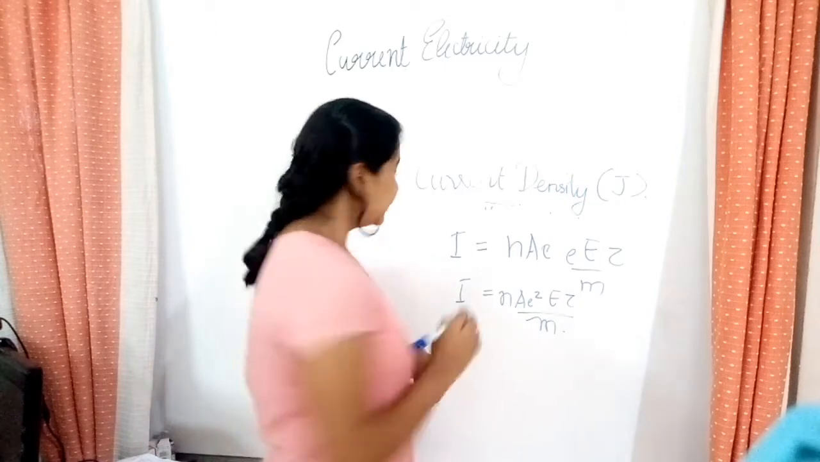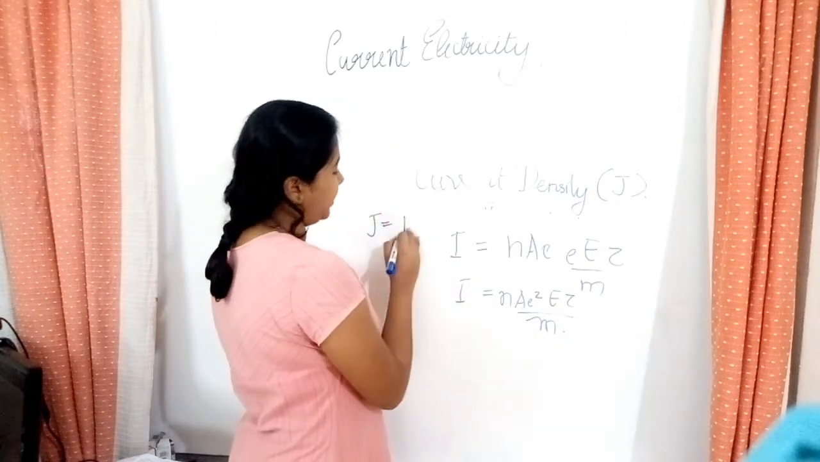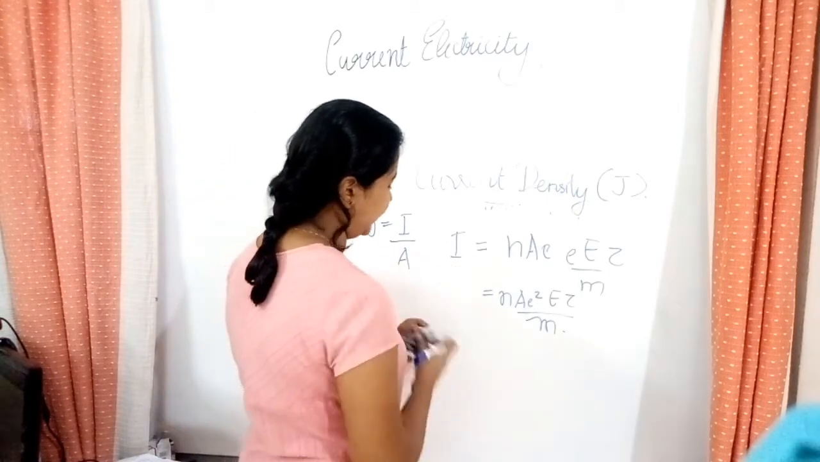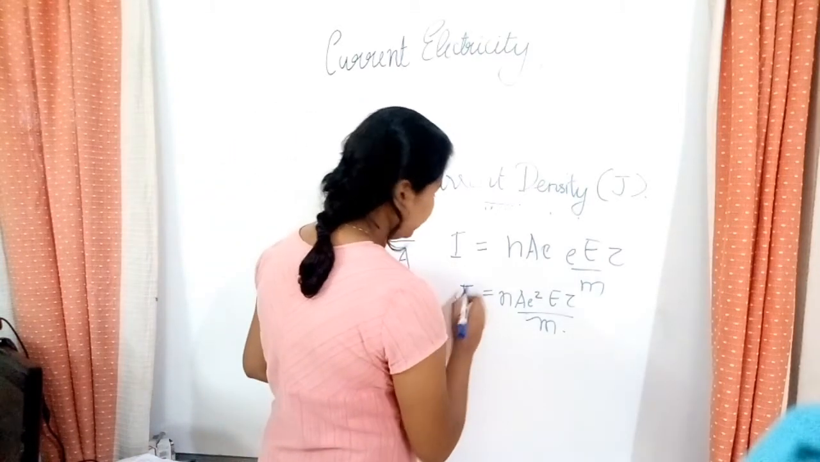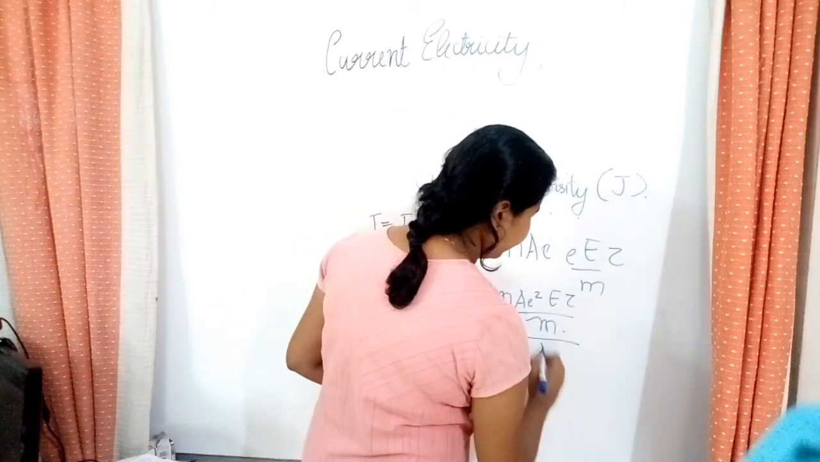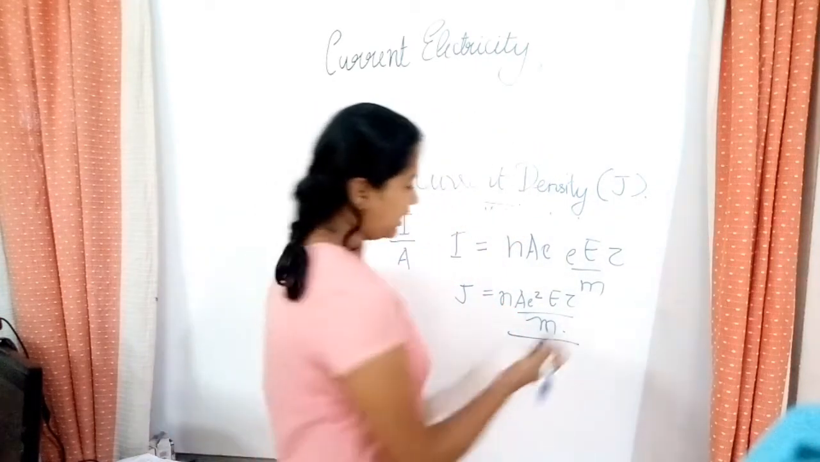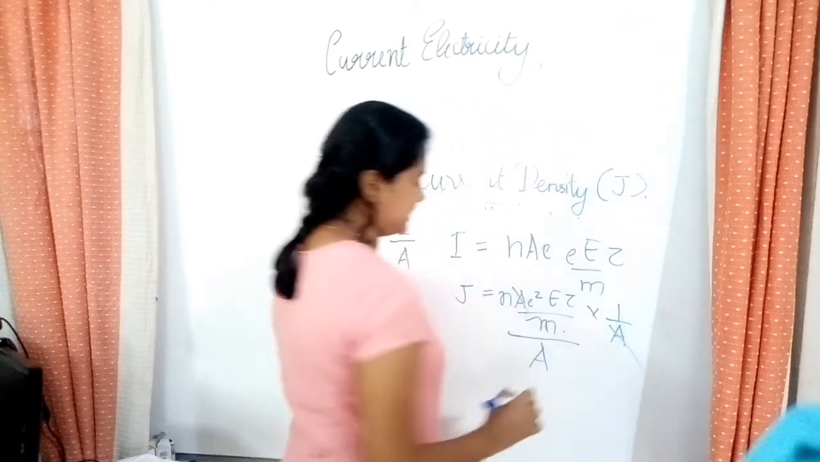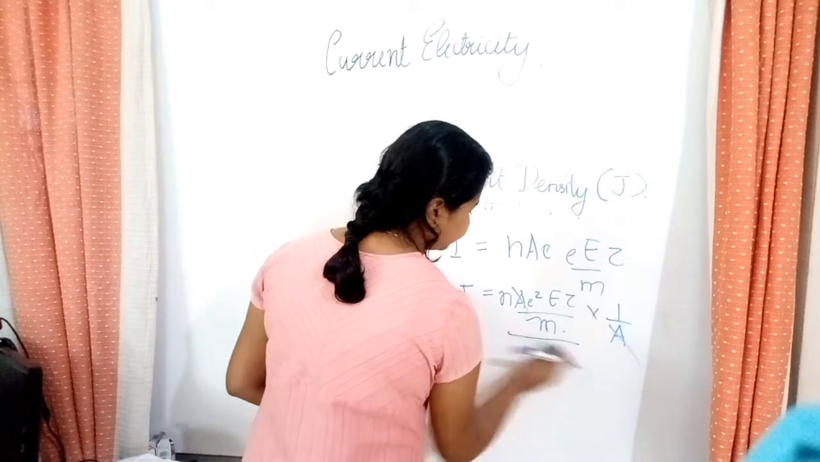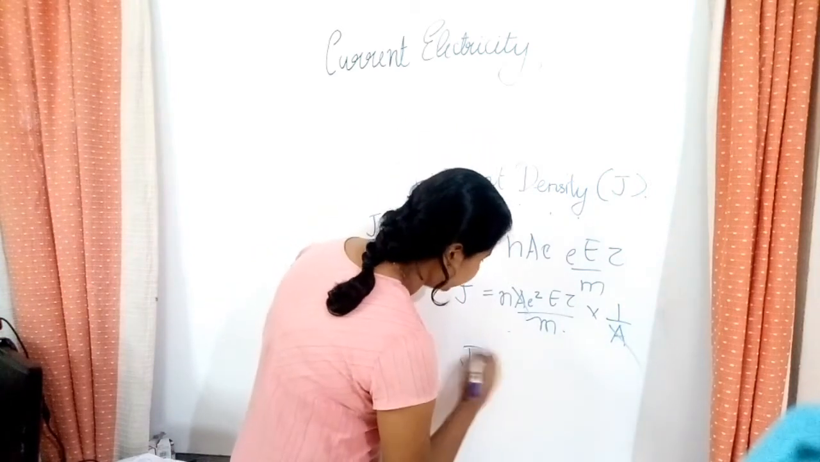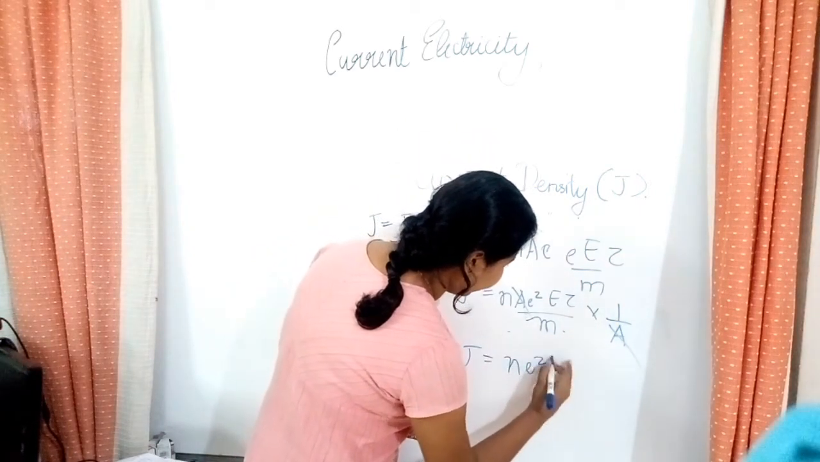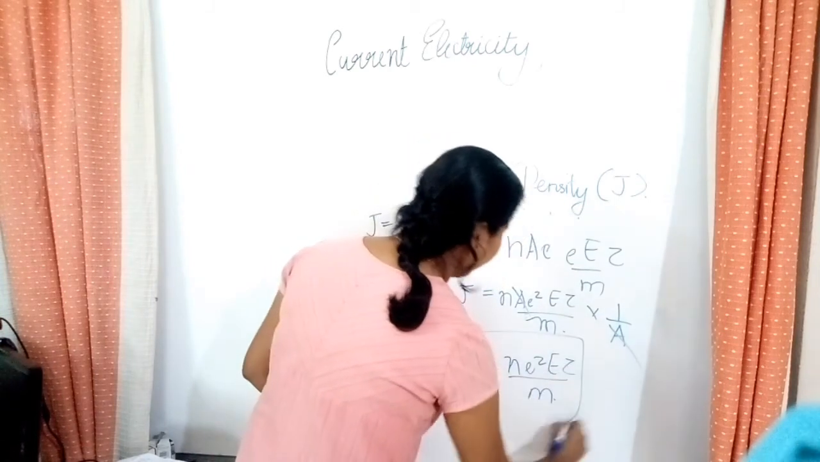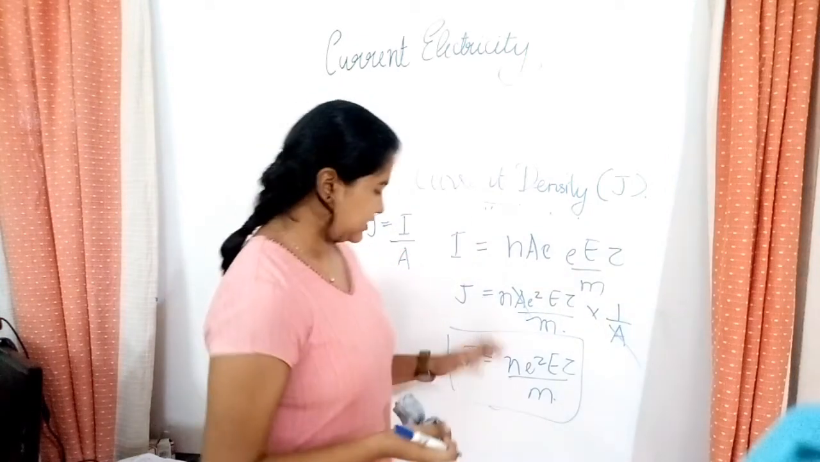And we know that current density J is equal to I divided by A. So why don't we make it 1 by A? The A gets cancelled. So what is the equation for J? J is equal to n e squared Eτ divided by m. This is the equation for current density with respect to τ.